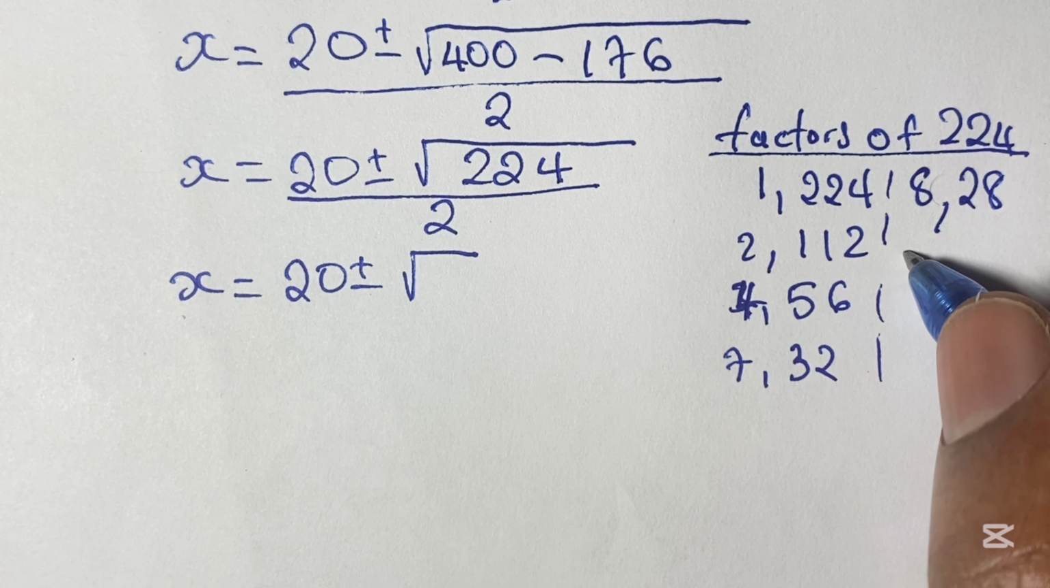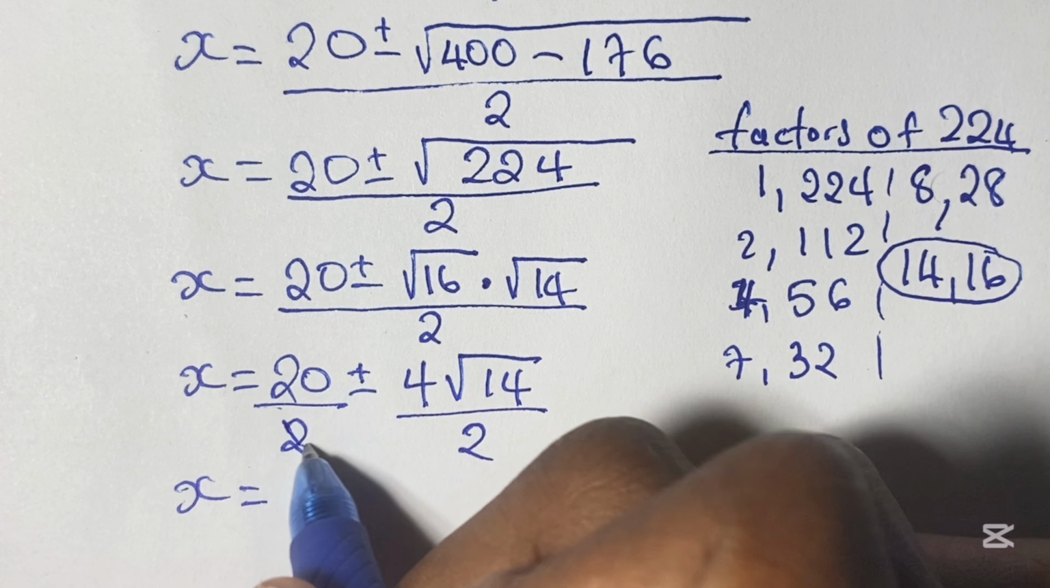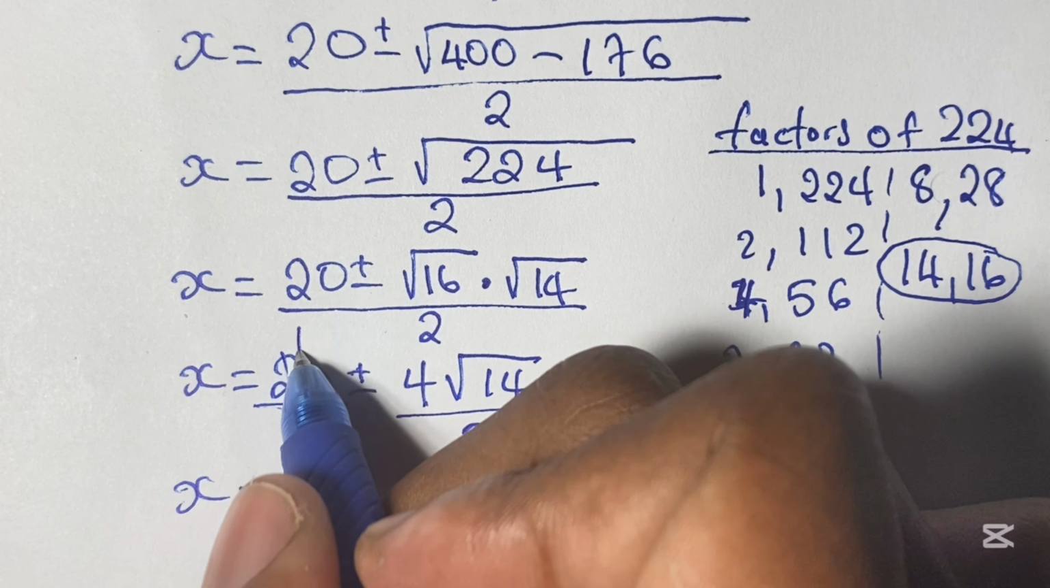Now this means that x is equal to 20 plus or minus, we know the root of 16 gives us 4. And we also have the root of 14, which is an irrational number. So that's going to be 4 times root 14. We can write all over 2 as 20 over 2 plus or minus 4 root 14 over 2. That means x is equal to, we know 2 into 20 gives us 10, so x equals 10 plus or minus, and 2 into 4 gives us 2. So we have 10 plus or minus 2 root 14.